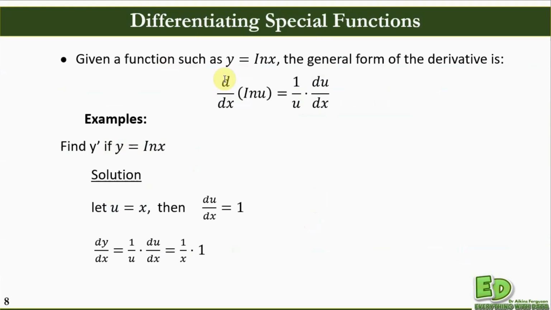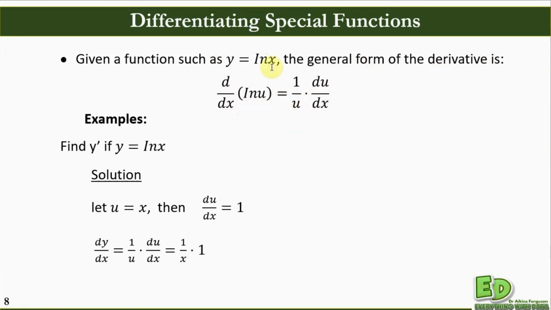So you could have something like y equals ln of x. The general form of the derivative of this function is that dy over dx is equal to 1 over the function times the differential du over dx of that same function you have here.